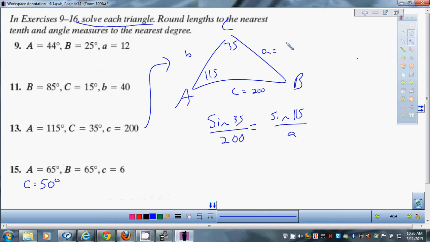Anyway, who found A? Yes, sir. 300 what? Got it. All right. So, what's my angle B going to be? 30. And you can do the same exact thing to find angle B. Sine of 35 over 200 equals sine of 30.